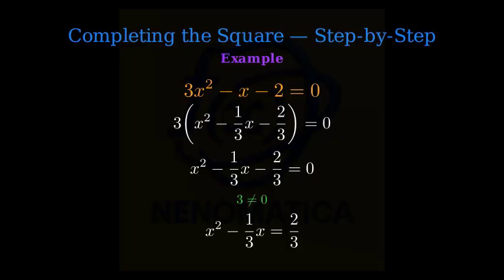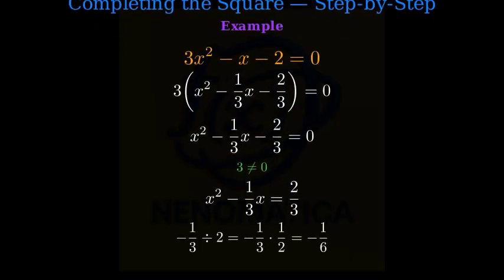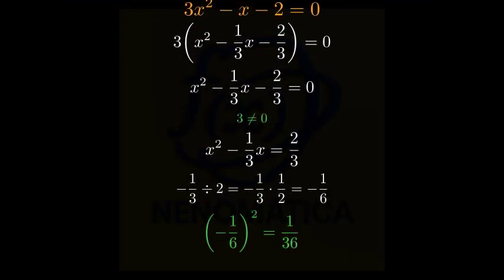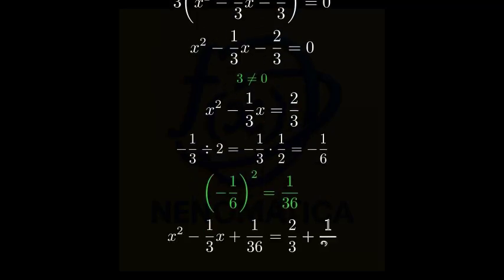Step 4. To complete the square, take half of the coefficient of x and then square it. Half of negative 1/3 is negative 1/6. Squaring negative 1/6 gives 1 over 36. Step 5. Add this square to both sides to complete the square. X squared minus 1/3 x plus 1 over 36 equals 2/3 plus 1 over 36.